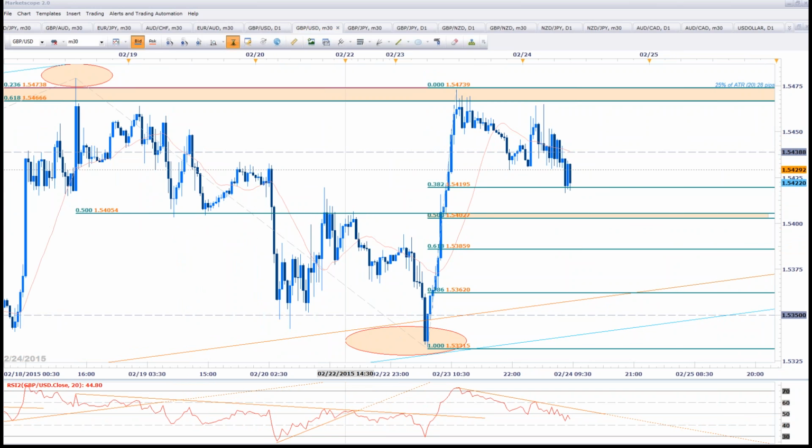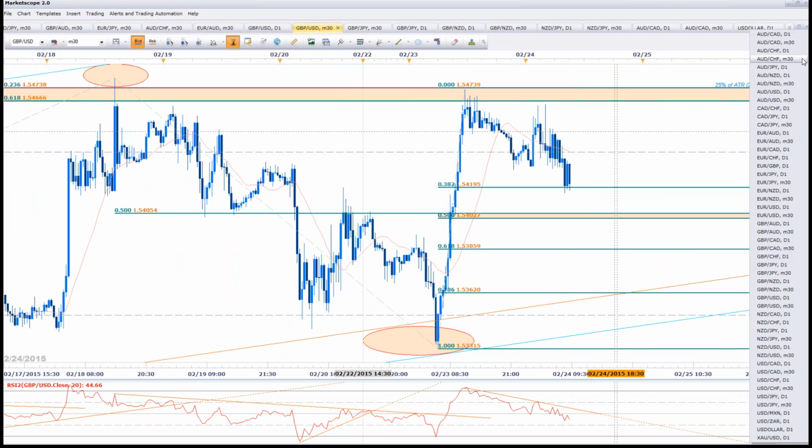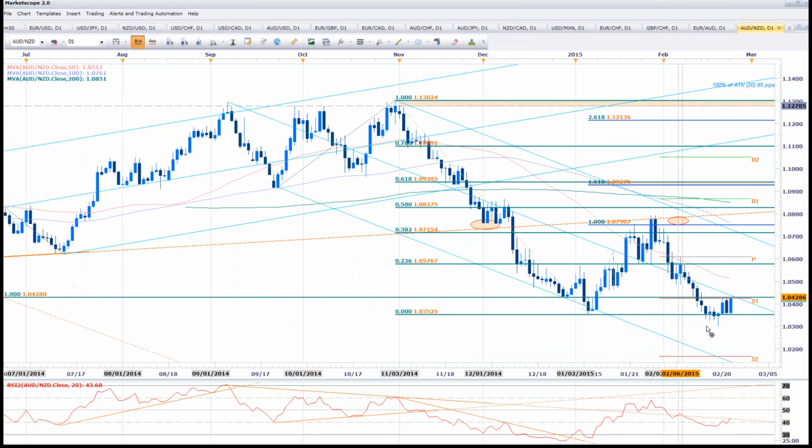Adrius, great to see you. Morning, Mike. How about Aussie Kiwi? Your thoughts, please. Aussie Kiwi. Let's take a look. Here is the daily chart.